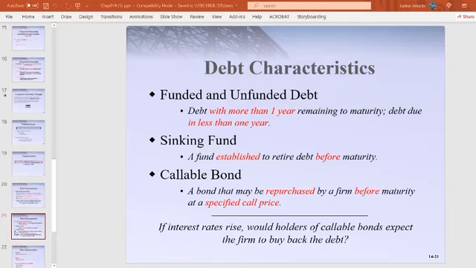What is the sinking fund? Basically, it's like a fund where the company starts setting aside its money so that it can repay the debt. For example, it's just like a bucket of money. Like, keep saving money here so that whenever it has to pay debt, it will use this money to repay the debt before maturity. Okay, a callable bond.